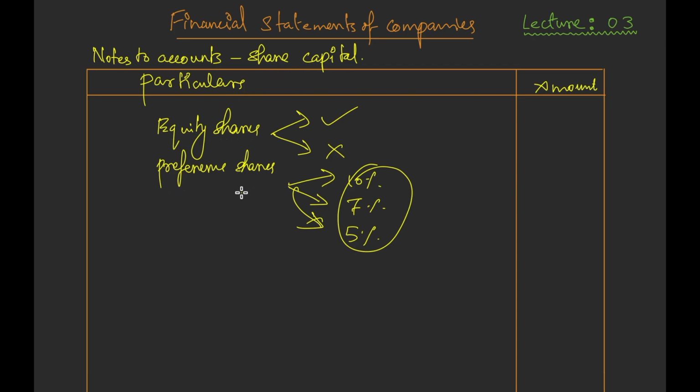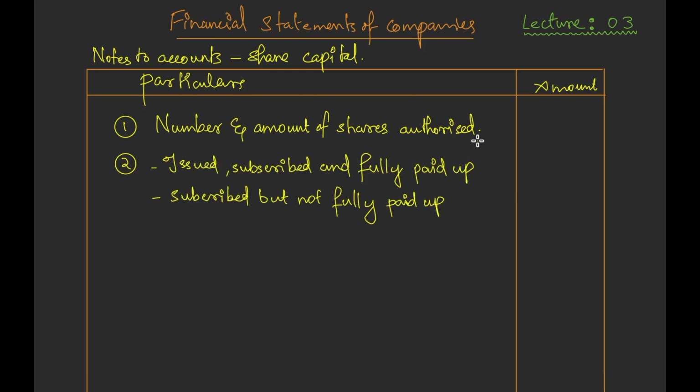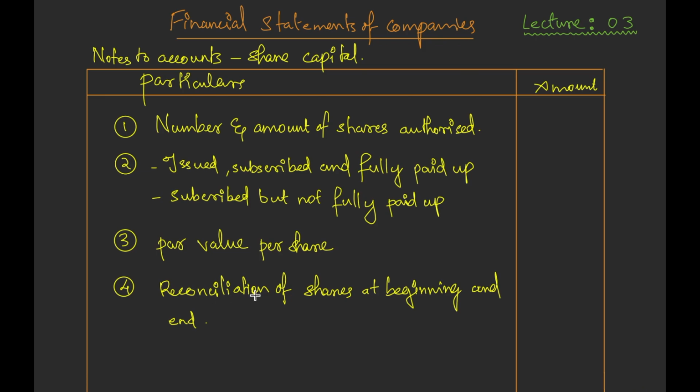the company has to disclose first the number and amount of shares authorized. Second one is issued, subscribed, and fully paid up shares, and subscribed but not fully paid up shares. Third, par value per share. Next one is reconciliation of shares at beginning and end. So what do you mean by this reconciliation of shares?